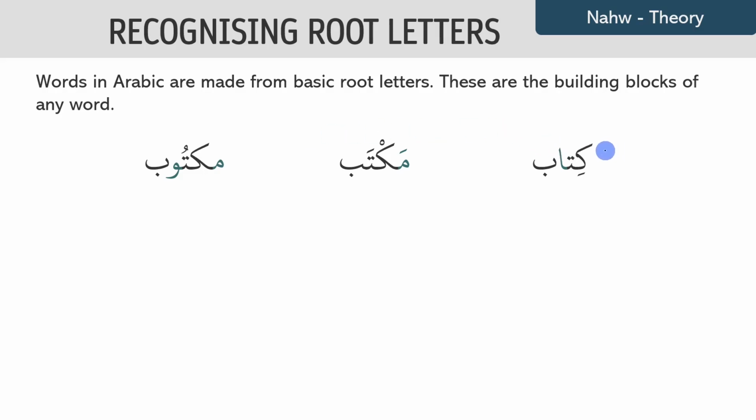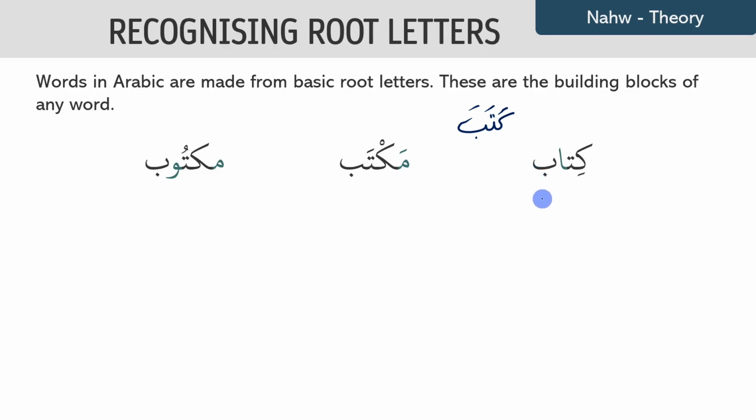If you have a look at these three words here, we have kitabun, maktabun and maktubun. Now the letters that appear in all of these three words in the same order are ka, ta and ba. Whereas the alif, the mim and the waw, they don't appear in every single one of these. And in fact, kataba is actually the root letters of these three words.